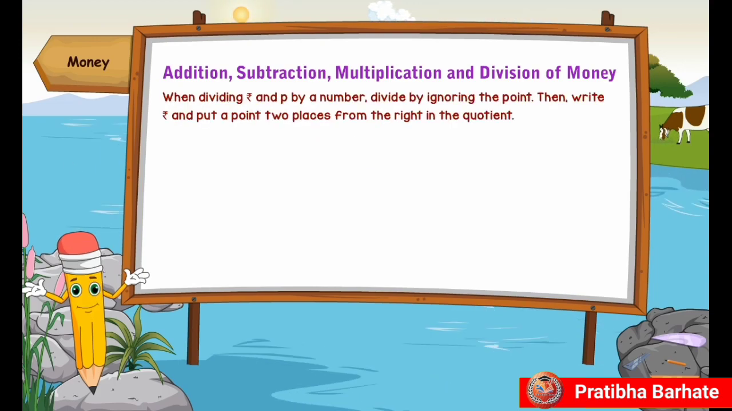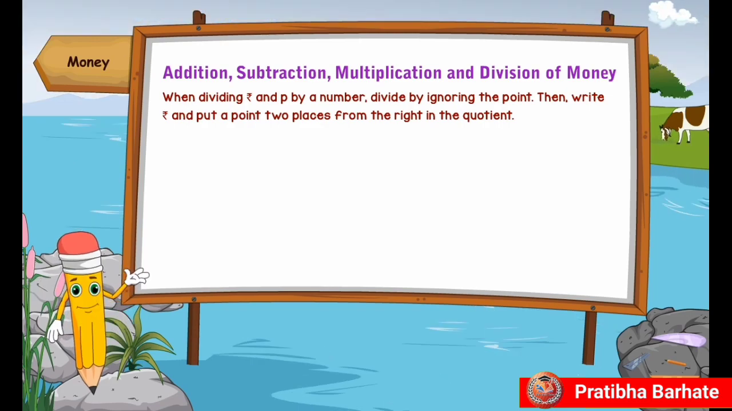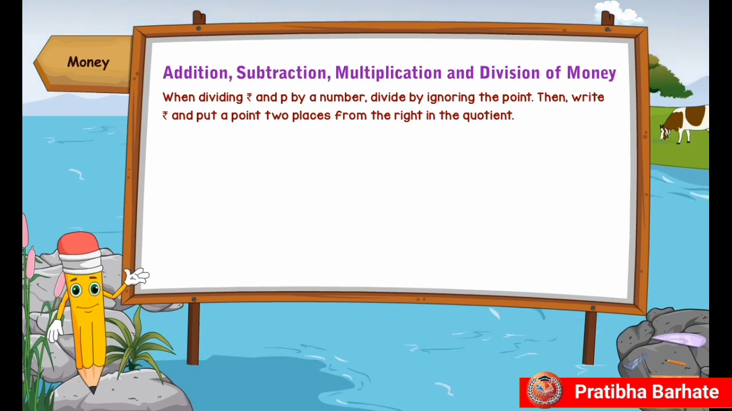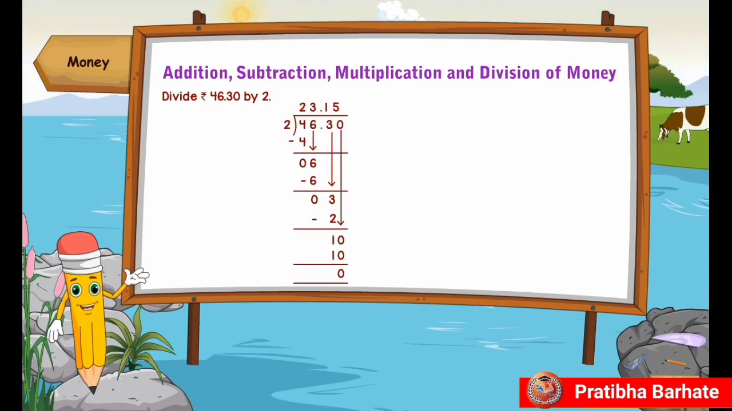When dividing rupees and paise by a number, divide by ignoring the point. Then write rupees and put a point 2 places from the right in the quotient. Divide 46 rupees 30 paise by 2. Divide the numbers ignoring the point. Then place the point in the quotient, 2 places from the right.